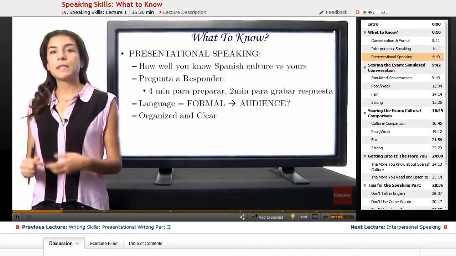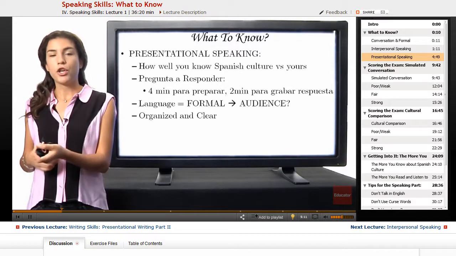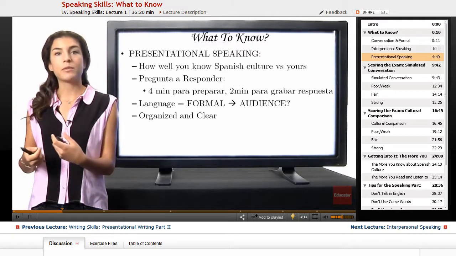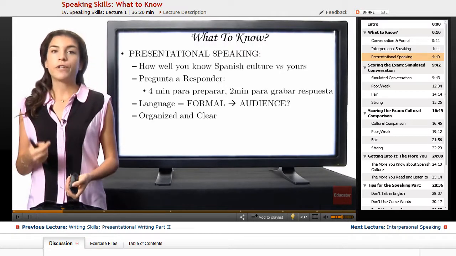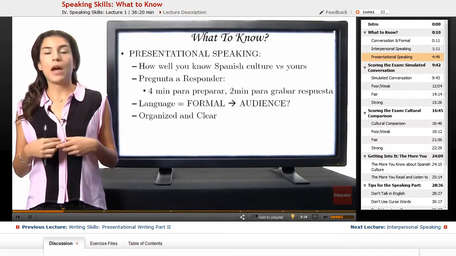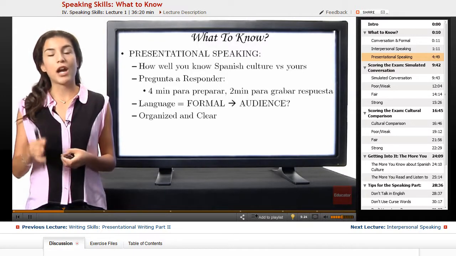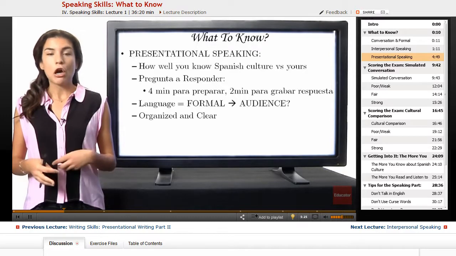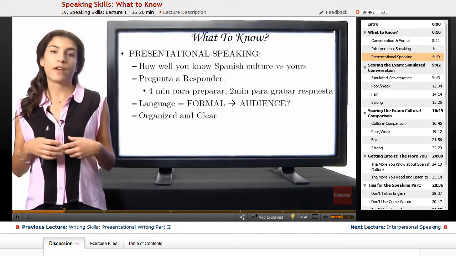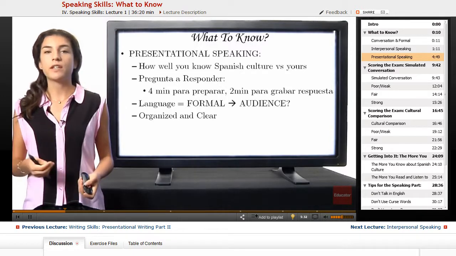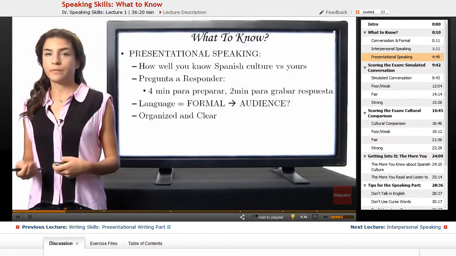Why? Because this part is the moment where you have to prove your ability to express the difference between the Spanish culture versus your own culture. You have to express how much you know about the difference between the practices, products, and perspectives of the Hispanic-speaking culture or Hispanic-speaking community against your own community.